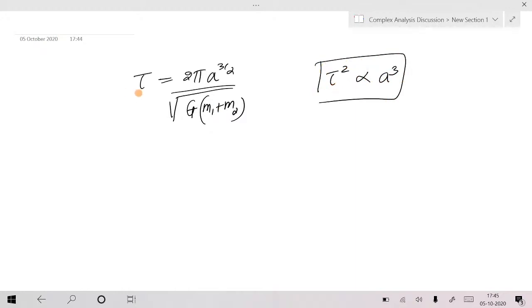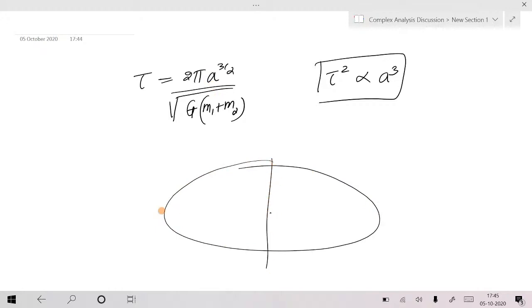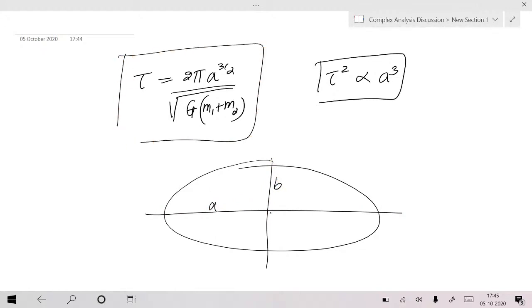Definitely this does depend on this a. If you take this as the center of the ellipse, this a is actually your semi-major axis, am I right? b is actually your semi-minor axis. Again, we can prove this one. Just go through Kepler's laws. This is our Kepler's third law: the square of the time period is proportional to the cube of the semi-major axis. Am I right?